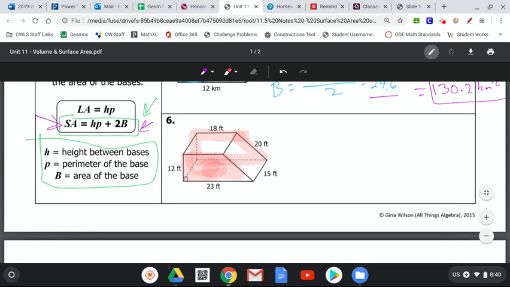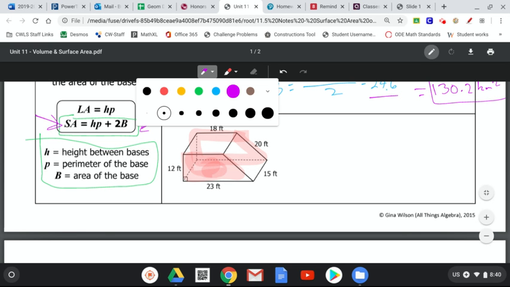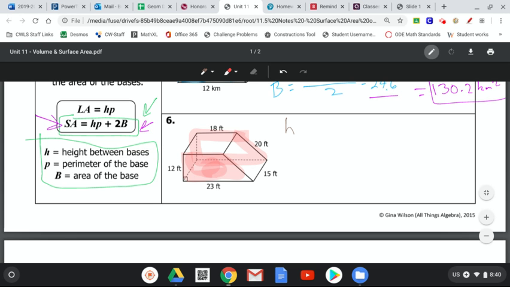So for this one, we have to figure out three separate things. We have to figure out the height between the bases, the perimeter, and then the area of the base. So the height between the bases is going to be right down here. That's going to be 15.